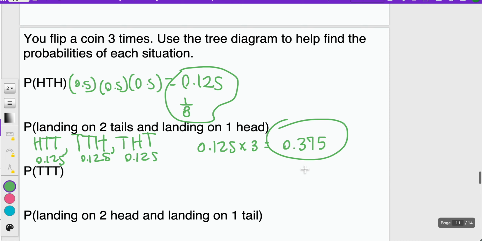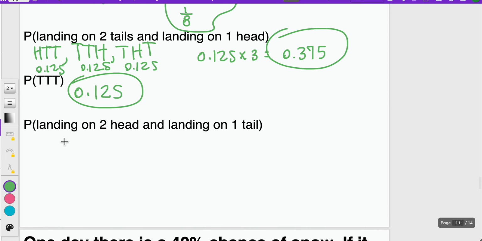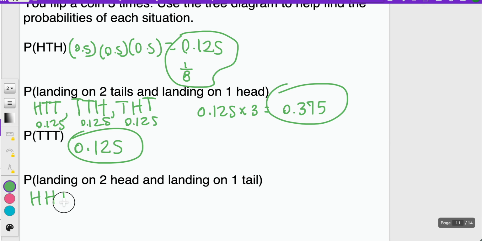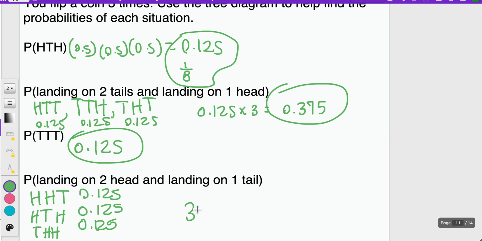Okay, tails, tails, tails. That is 0.125 because it's half for tails, half for tails, half for tails. Okay. And then probability of landing on 2 heads and landing on 1 tail. So you can do heads, heads, tails. You can do heads, tails, heads, or you can do tails, heads, heads. Okay? So each of these again is 0.125. So you're just adding those probabilities together or multiplying by 3. So 0.375.